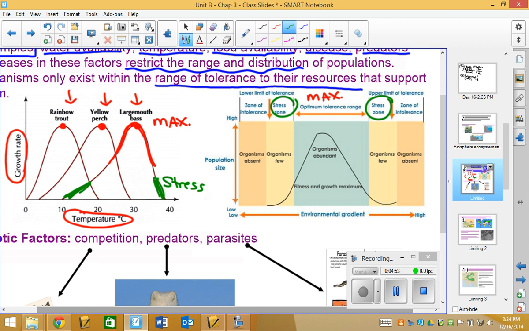The last range that we would want to look at on a graph is called the zone of intolerance. And that would be, for this particular organism, the part of the graph where the line doesn't even exist. We're saying that at temperatures higher than 40 or less than 10, largemouth bass just aren't there at all. They're not just stressed out by the temperature. Maybe it makes it difficult for them to grow. They, in fact, do not tolerate it at all. So the key here are the words absent, few, and many.